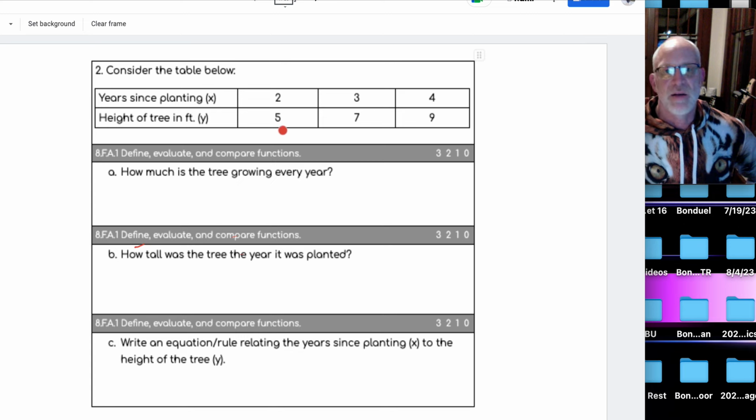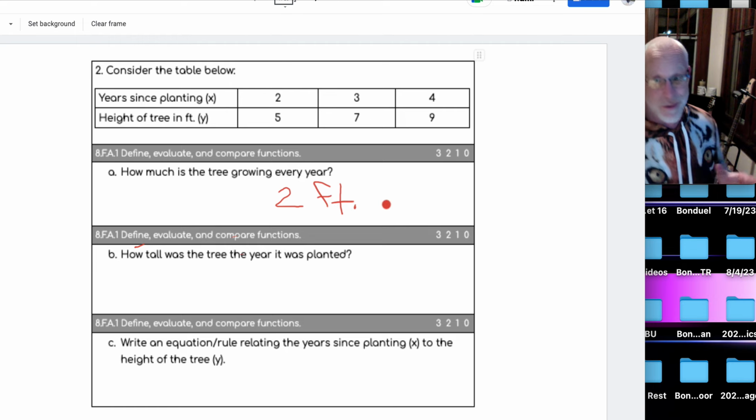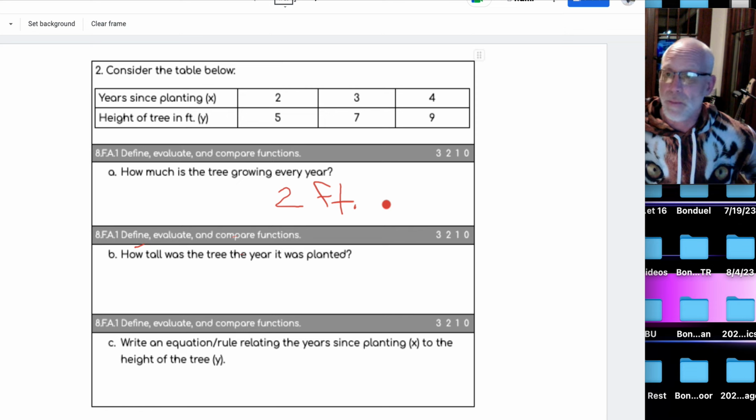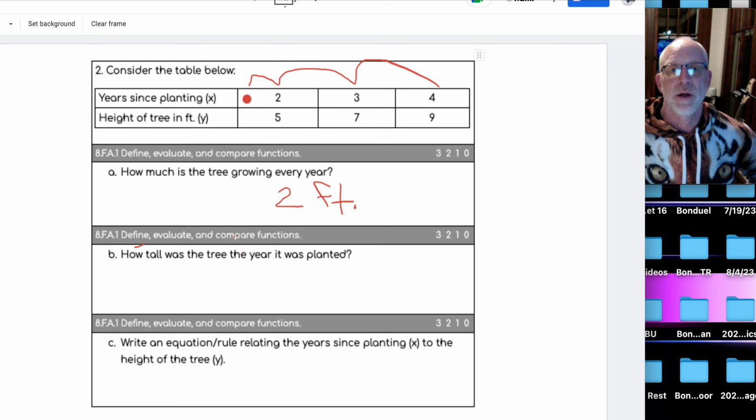Well, we looked at 5 to 7 and 7 to 9. We said the tree is going by 2 feet per year. How tall was the tree the year it was planted? Well, you got to think about this, right? It was planted in year 0. So if I'm going backwards from 4 to 3 to 2 to 1, it would be 3, because we're going backwards by 2 here, right? And then in year 0, it would have been 2 before this. It would have been 1 foot.